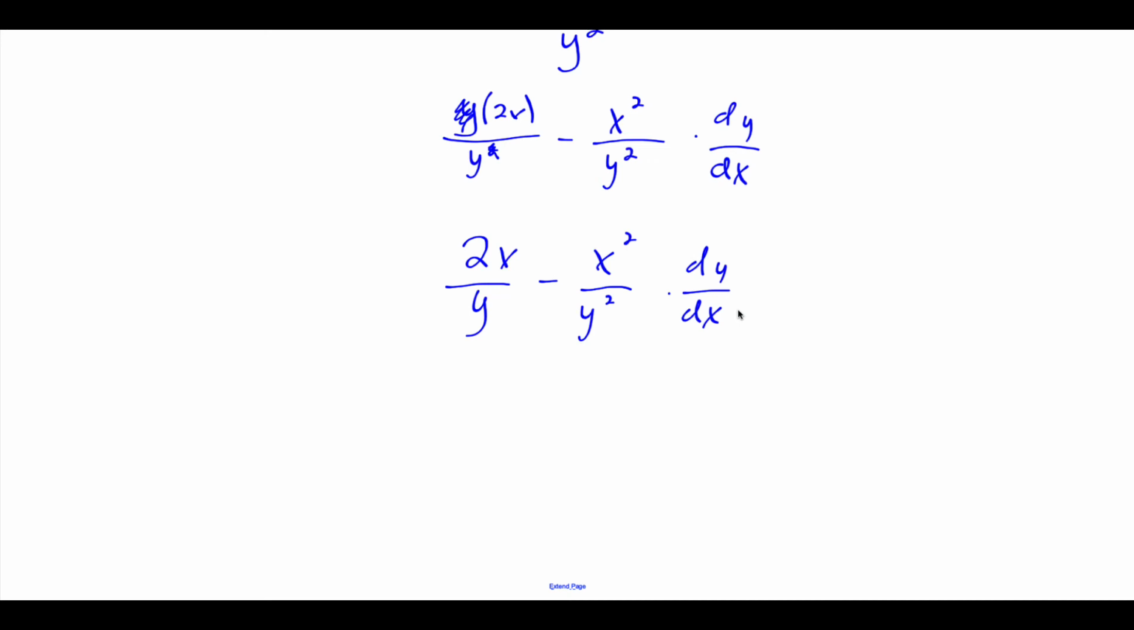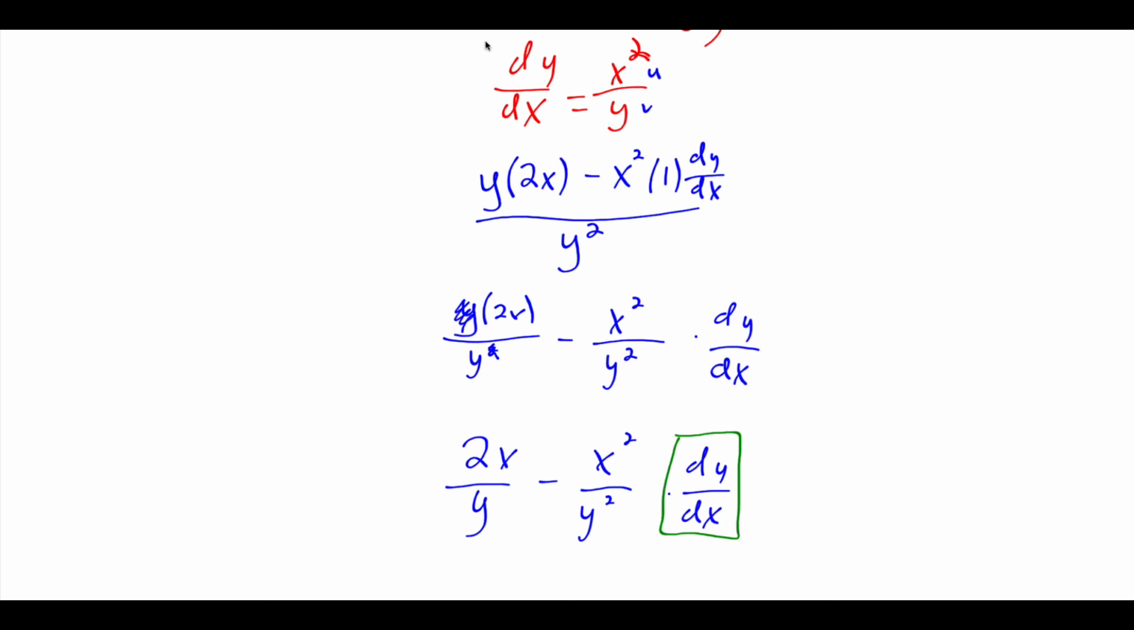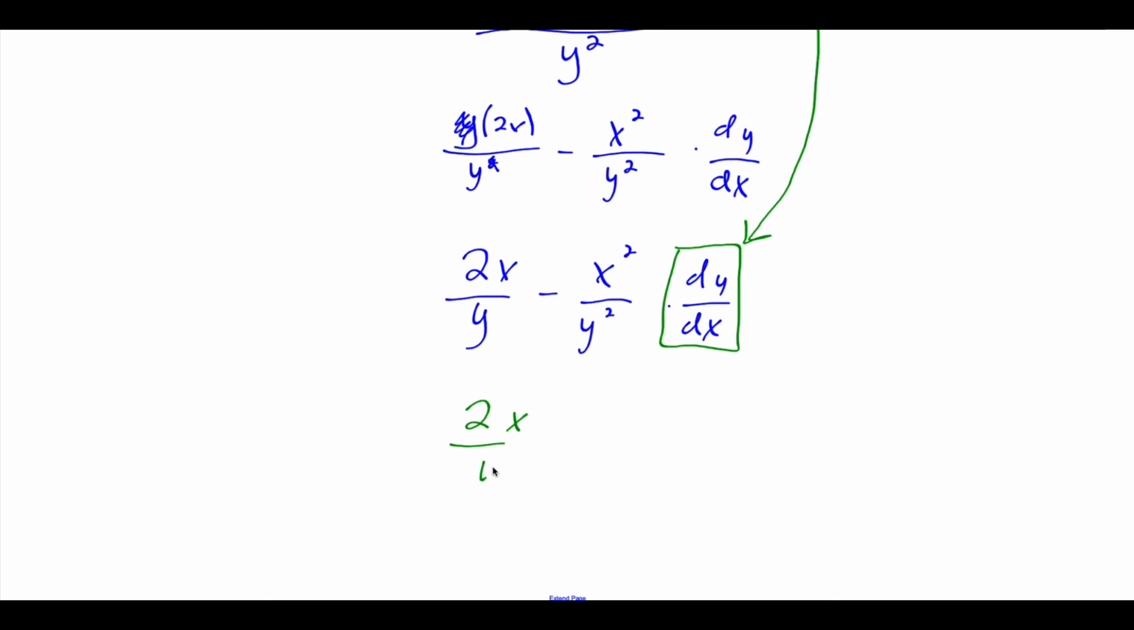But now there's one more step that we're going to take, and it's with this dy dx, because earlier we actually figured out what dy dx was in this step right here in red. We figured out that dy dx was x squared over y. So I'm going to take that and plug that in right here for the dy dx. So then this is going to say 2x over y minus x squared over y squared times x squared over y, since that's what dy dx was equal to from earlier.